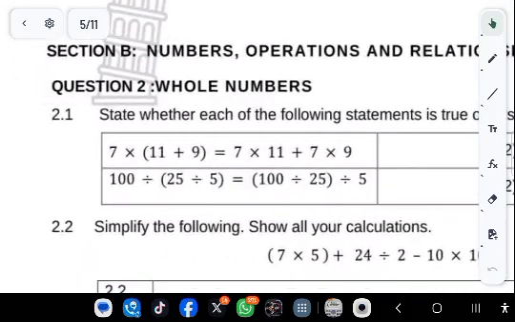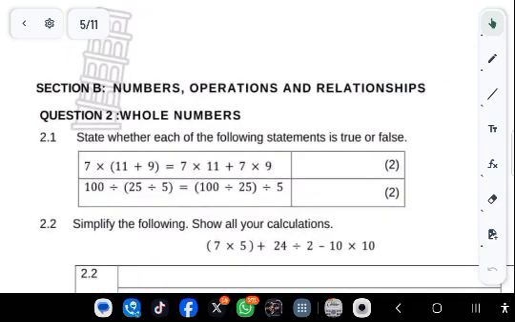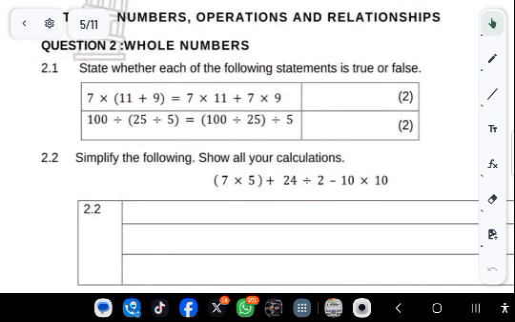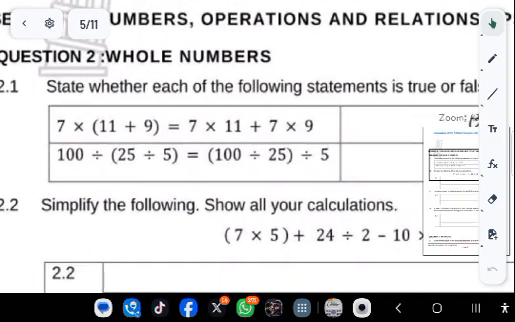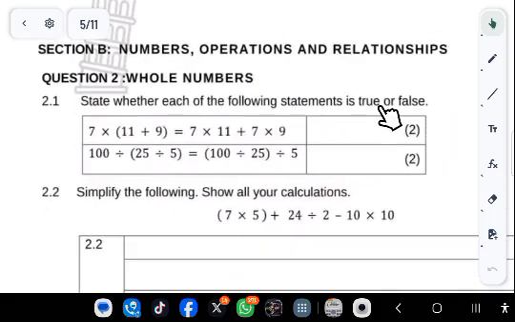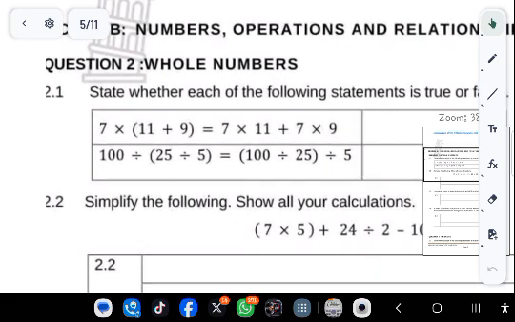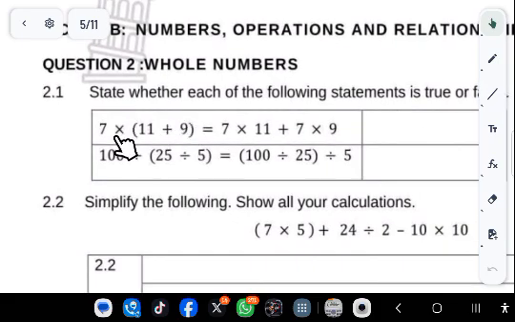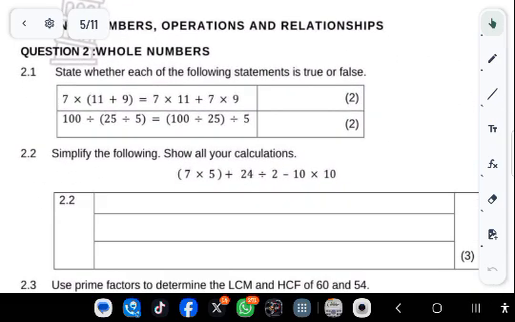Now let's go to question number 2. We'll be looking at section B, numbers, operations, and relationships. And this one, question number 2, focuses on whole numbers. Now these are not fractions. Whole numbers are those that you use to count. State whether each of the following statements is true or false. So how you go about this is you work out the left hand side first, and then work on the right hand side, and then see if they are the same when you've worked them out.